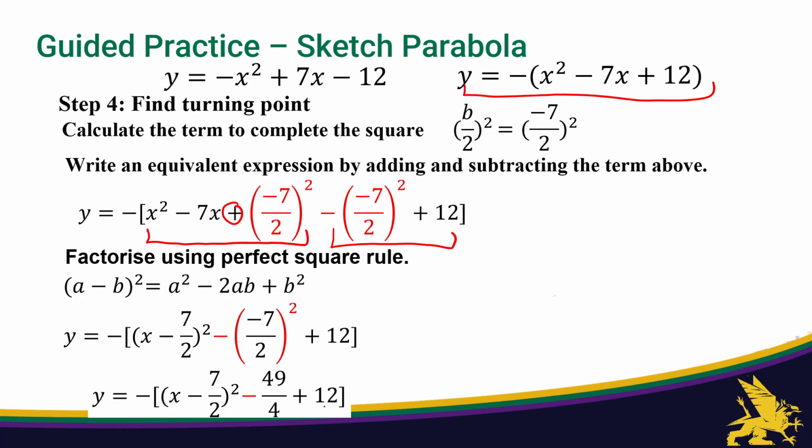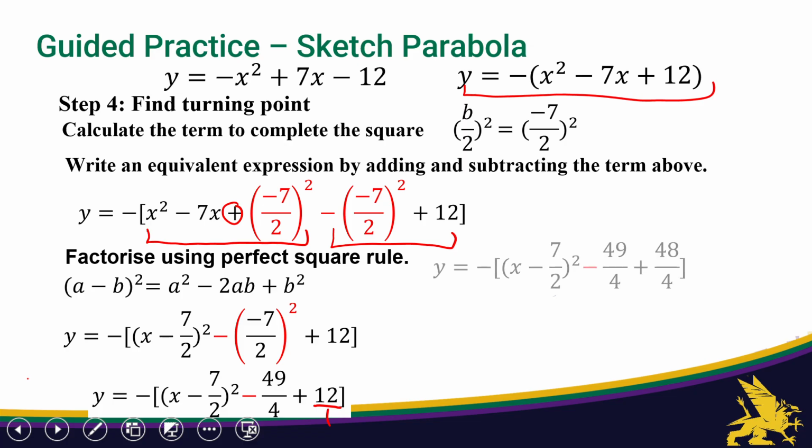This is where I need to make 12 be out of 1, and I need to make my denominators the same size so I can simplify this. So to get 1 to 4, I times it by 4, so I times 12 by 4, which is 48. This tells me that I've got negative 49 over 4 plus 48 over 4, which gives me negative 1 over 4. Now it's getting a bit easier to simplify.